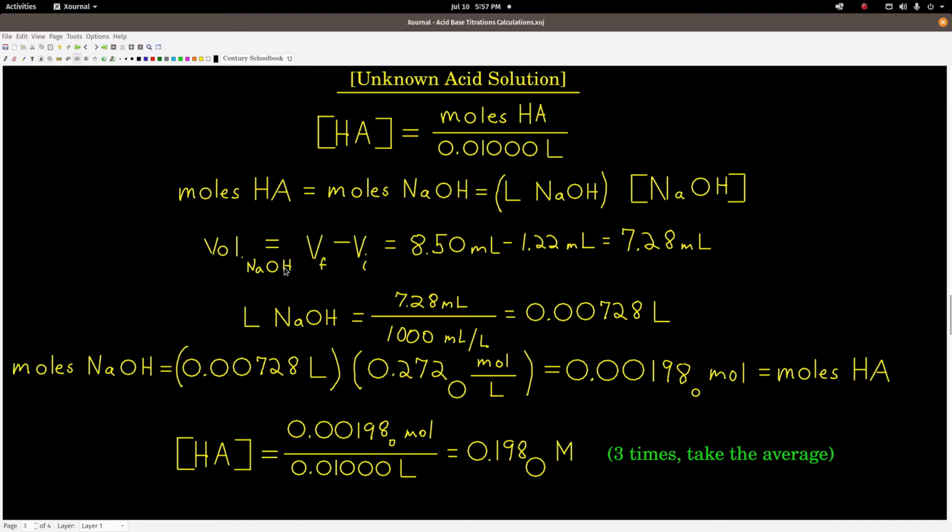So for the volume of sodium hydroxide added, again, we use the burette, so it's final minus initial volumes, and these are the numbers I had. The difference is the volume that I added. Converting that to liters gives me liters of solution. I multiply that times the average molarity, for you guys, of the sodium hydroxide solution. That gives me moles of sodium hydroxide, which is equal to moles of acid. And now, to get the concentration of acid, just take the moles over the liters, and I have my concentration. Again, you're going to do this 3 times and report the average.